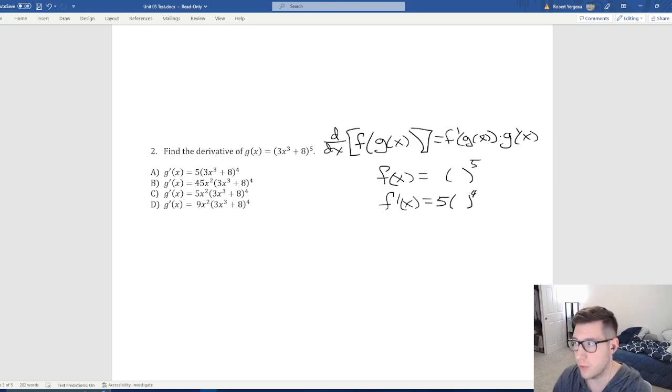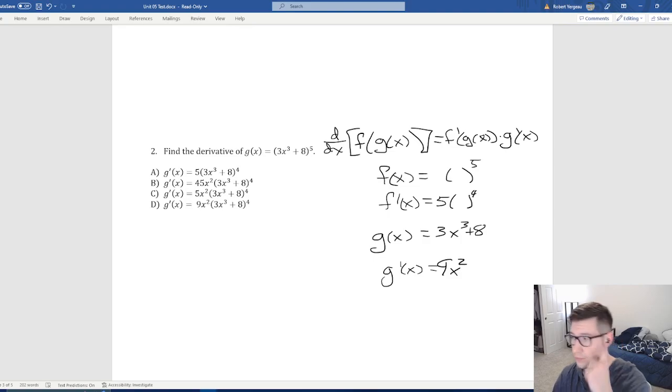And so that's f prime of x. And so now let's take a look at g of x. Well, g of x is going to be 3x cubed plus 8. And so g prime of x, again, just using the power rule, right? We have a binomial, which means power rule it is, 9x squared. And then remember that any constants become 0, so I'm just looking at 9x squared.